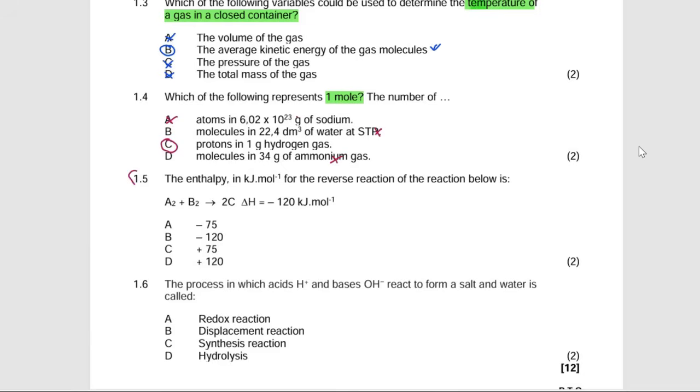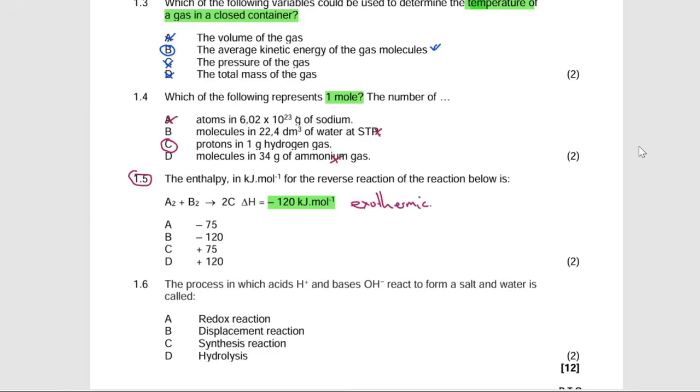Then 1.5 reads: the enthalpy in kilojoules per mole for the reverse reaction of the reaction below is. We're given a reaction there. By looking at this one, we're given a negative delta H. Therefore, we know this is an exothermic reaction, because our delta H is negative.